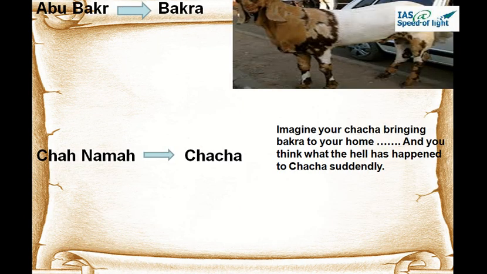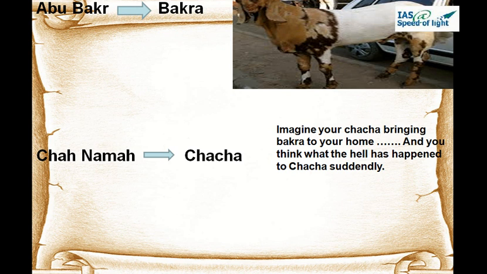Abu Bakr. Abu Bakr, our picture would be Bakra, a goat, right? Bakra is a Hindi word for goat. So he wrote a book, Chahanama. Chahanama, we are defining our picture as Chacha, right? Chacha is actually the younger brother of your father. So Chahanama is Chacha. So Abu Bakr, Bakra is a goat. We have to now link Chahanama with Bakra, and Chahanama is Chacha.